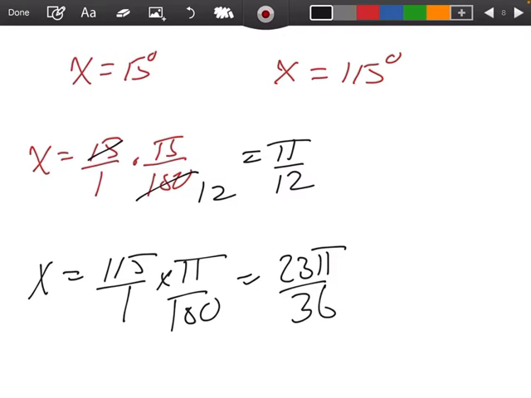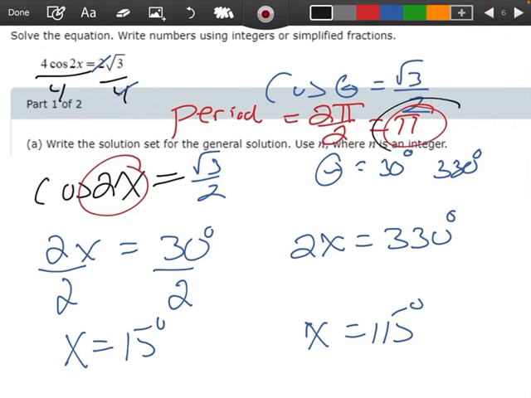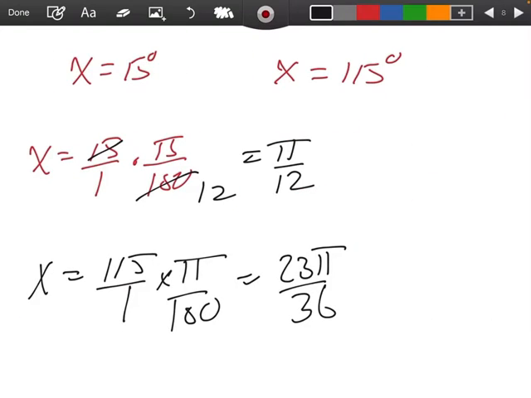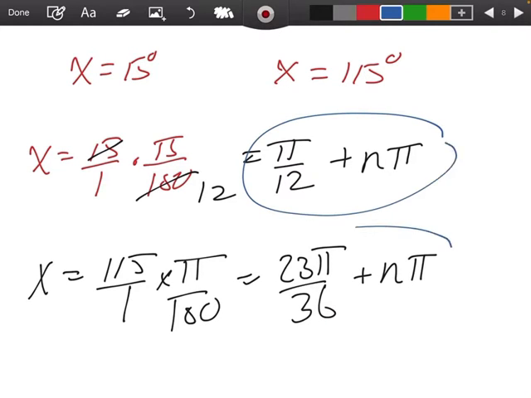So remember, because we said that the period of my function was pi, then for part A, my answers are going to be plus n times pi. Plus n times pi, okay? So here are my answers for part A. These are what we call the general solutions.